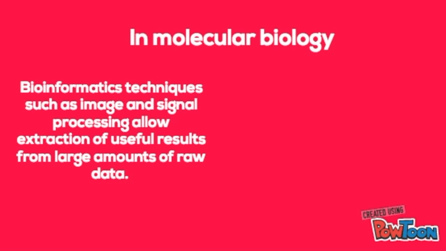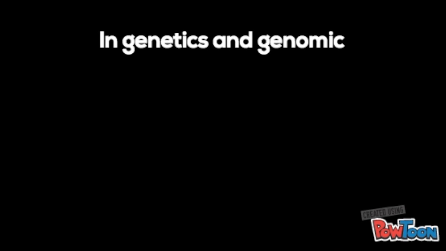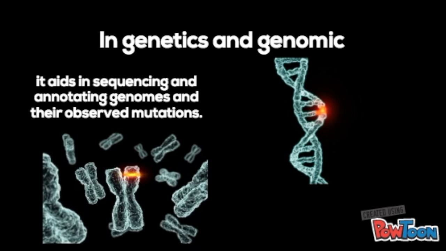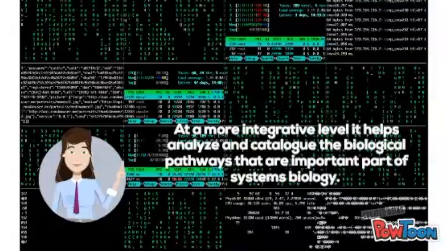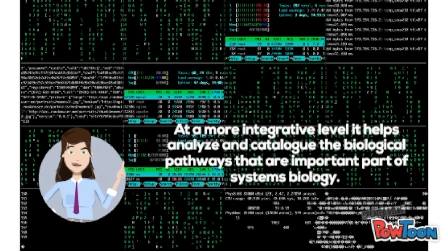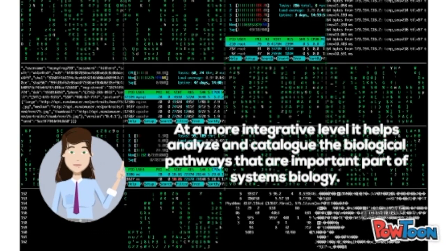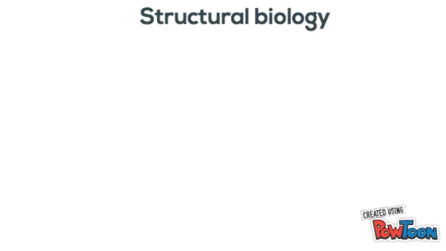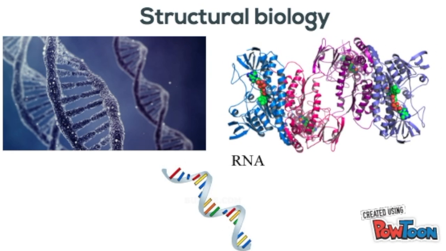In molecular biology, bioinformatics techniques such as image and signal processing allow extraction of useful results from large amounts of raw data. In genetics and genomics, it aids in sequencing and annotating genomes and their observed mutations. At a more integrative level, it helps analyze and catalog the biological pathways that are an important part of systems biology. In structural biology, it aids in the simulation and modeling of DNA, RNA, and proteins, as well as biomolecular interactions.